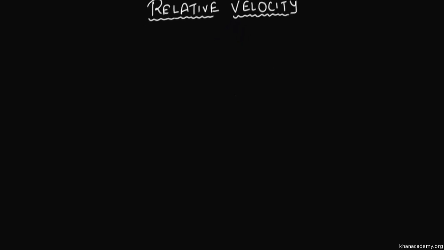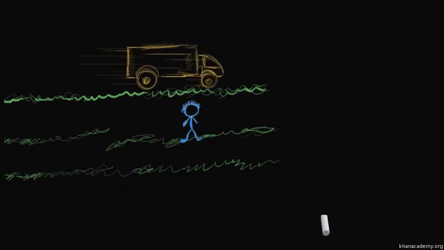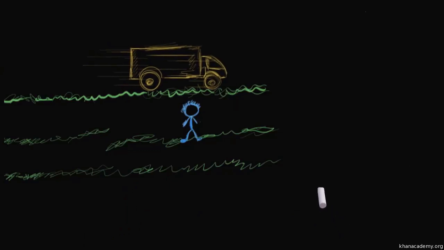Let's say that you are standing over here on the ground. It's a beautiful day, you're enjoying the scenery, and suddenly you see a truck zooming past you extremely fast, something like this. And let's say you calculate its velocity, and the velocity of the truck turns out to be 100 kilometers per hour.